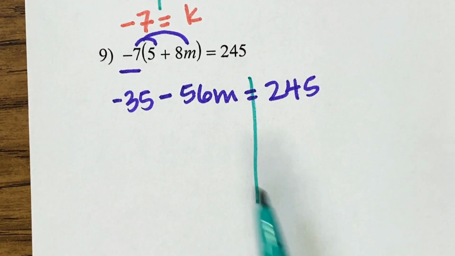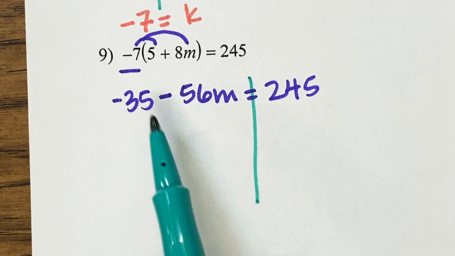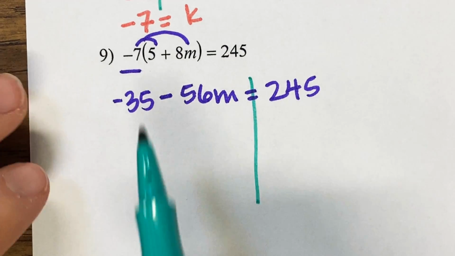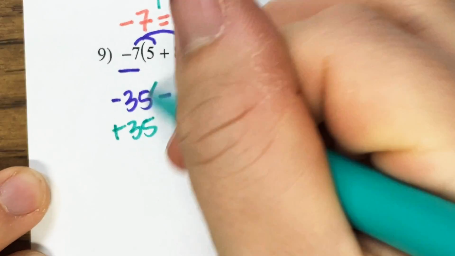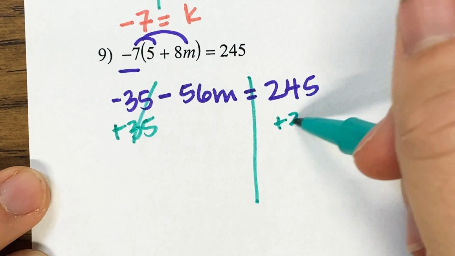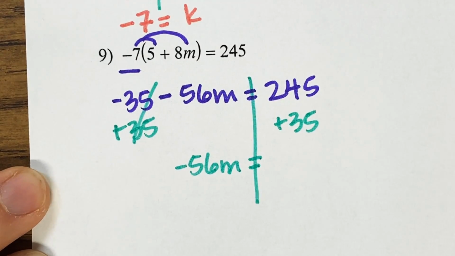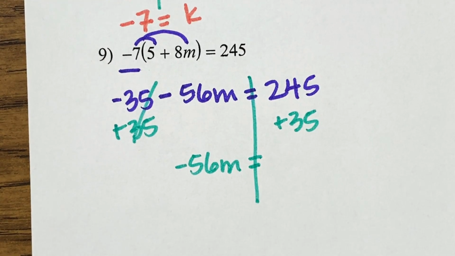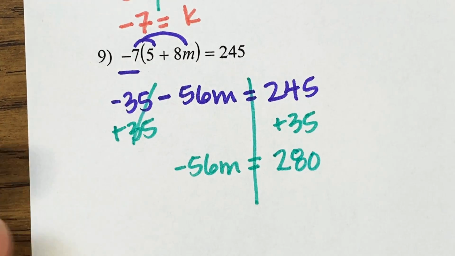So I have this negative 56 that's being multiplied to the m, and then this minus 35 that's out in front. Which do I need to get rid of first? I need to get rid of this minus 35. So what's the opposite of minus 35? We add 35. We've got to do the same thing to both sides. So negative 56m is still left over, equals, what is 245 plus 35? It's going to give me 280.